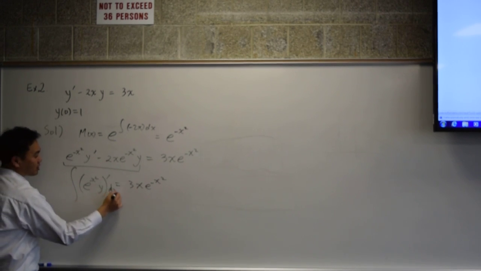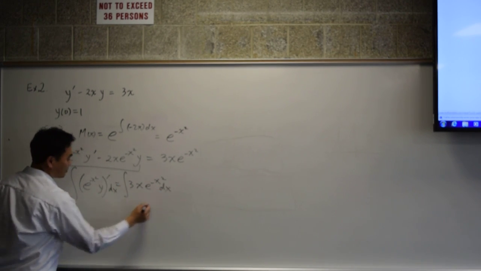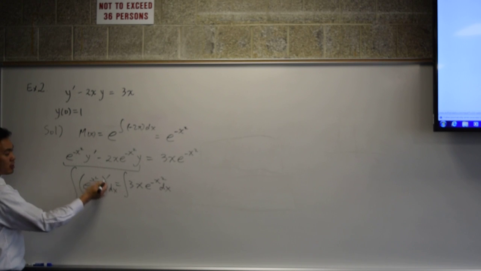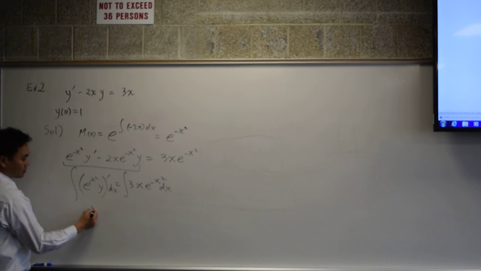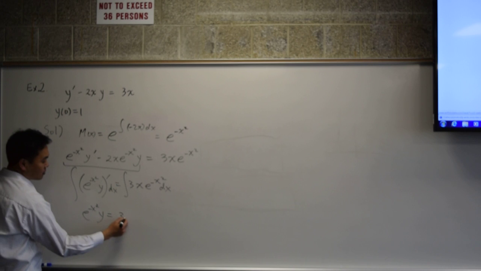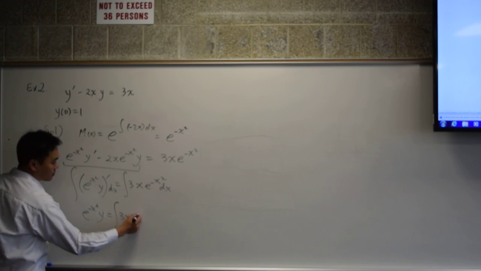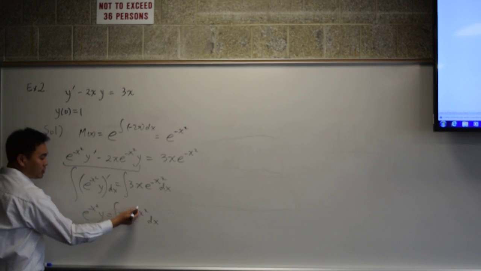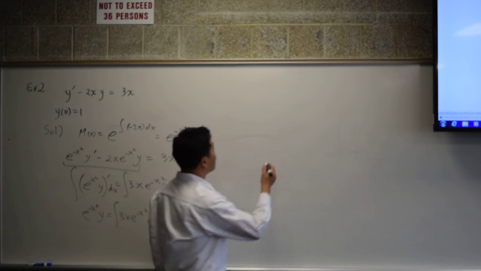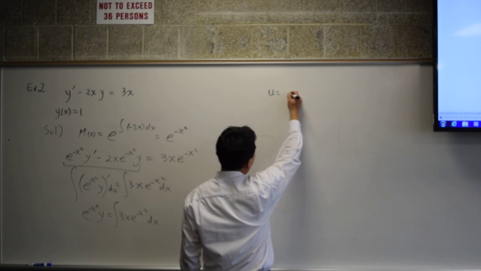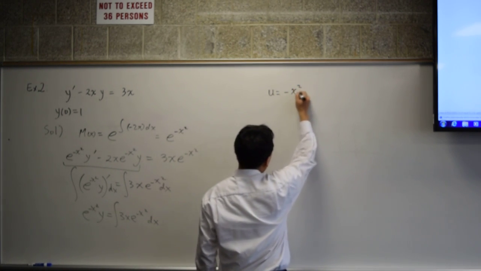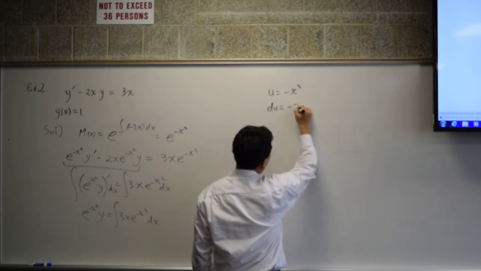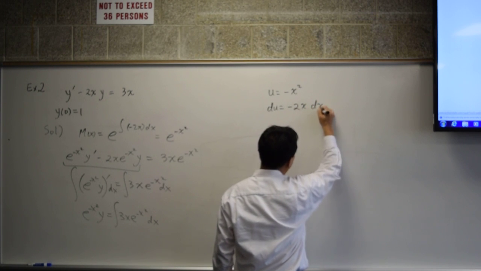Now integrate both sides by dx so that on the left side, the integral and the derivative cancel. Now in order to do this one, you need to use u substitution, because if you set u equal to negative x squared, then du is negative 2x dx.